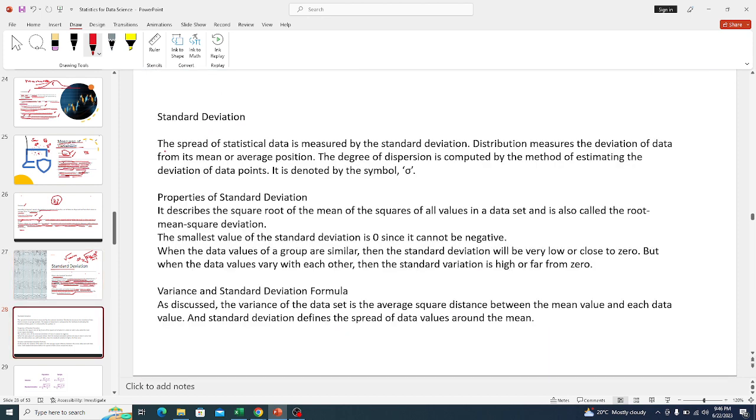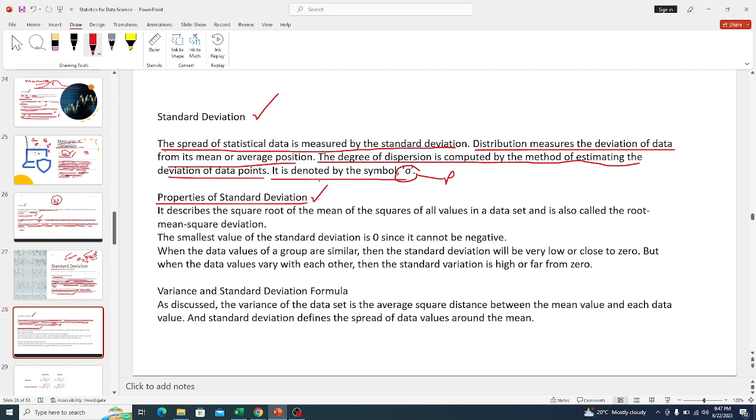We've said that the spread of statistical data is measured by standard deviation. Distribution measures the deviation of data from its mean or average position. The degree of dispersion is computed by estimating the deviation of the data points, and the standard deviation is denoted as sigma for population data. Then we have some properties of standard deviation.